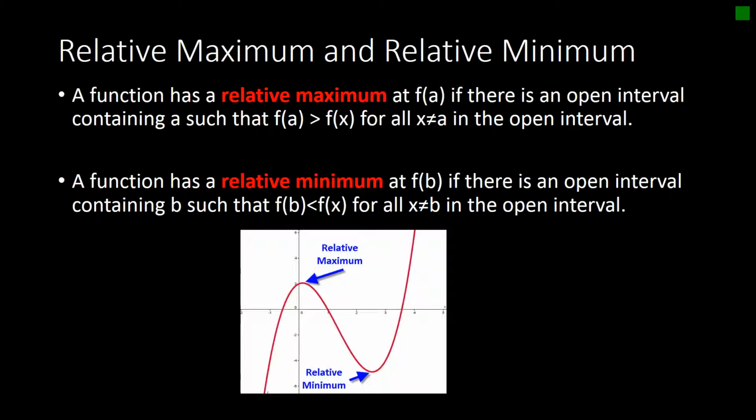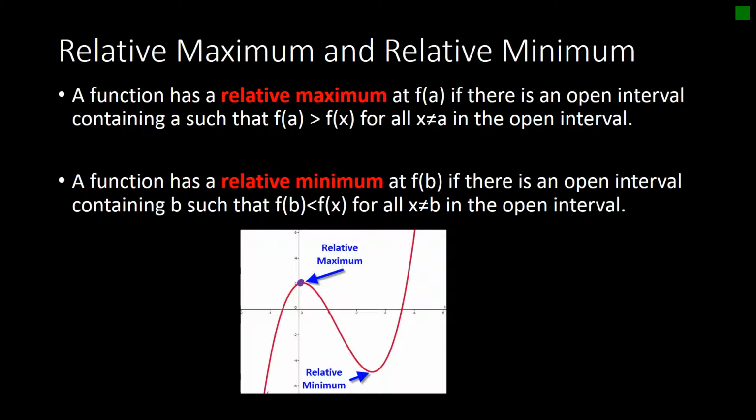Now, let's talk about relative maximum and relative minimum. A function has a relative maximum at some point f of a. Now we're talking about y values. If there's an open interval containing a such that f of a is bigger than all other function values on that particular interval. So here we have a relative maximum.